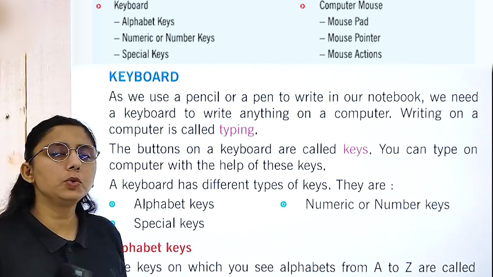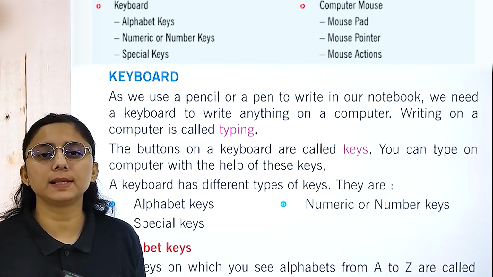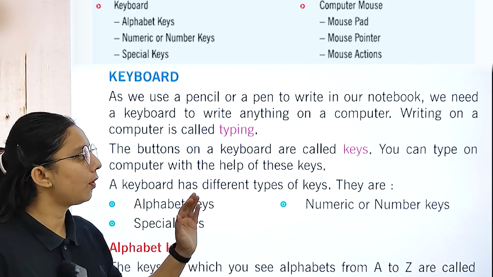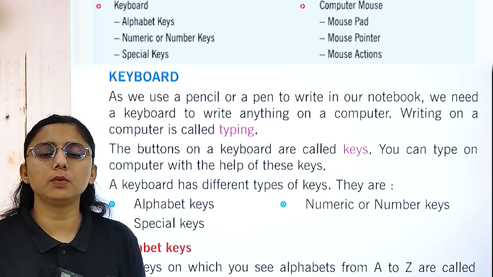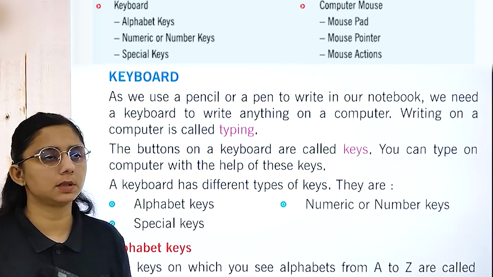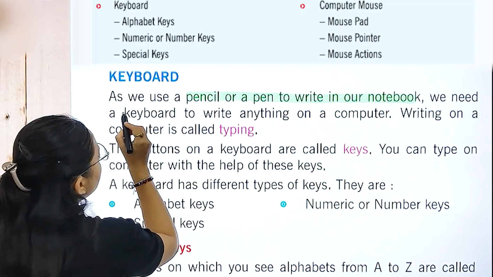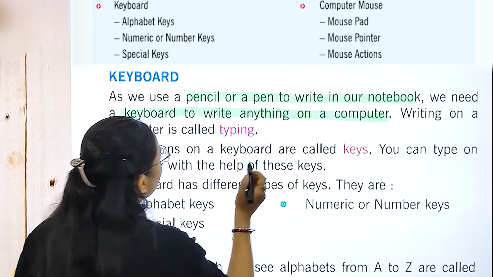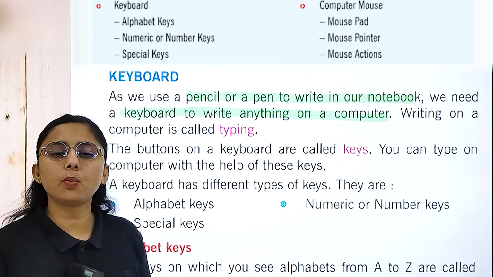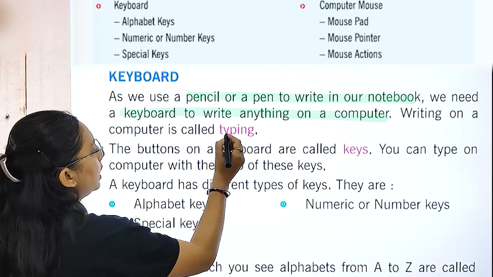First, keyboard. We use pencil or pen when we have to write on paper. Like that, to write on the computer, we use a keyboard to write alphabets and numbers. We use pencil or pen to write in our notebook. We need a keyboard to write anything on the computer. And writing on the computer, whatever you are writing on a computer, is called typing.